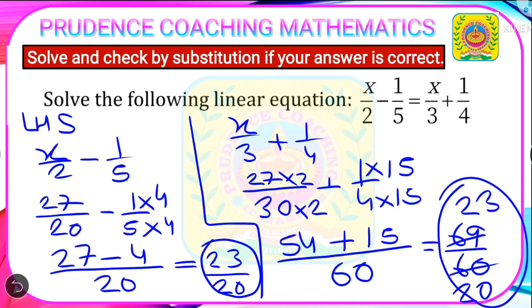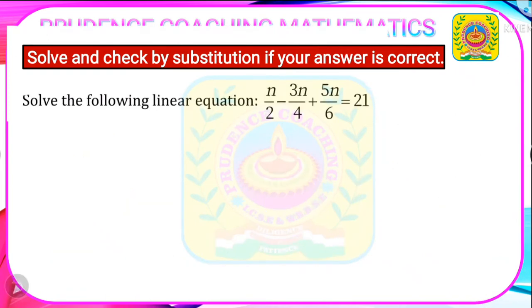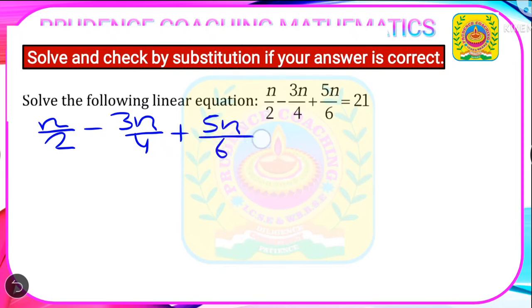Therefore we will write LHS equals RHS, checked, and our value, that is x equals 27 by 10, is perfectly correct. Next one, we need to solve this. As you can see, all the variables are on the left hand side, so we will write as it is. So n by 2 minus 3n by 4 plus 5n by 6 equals 21.